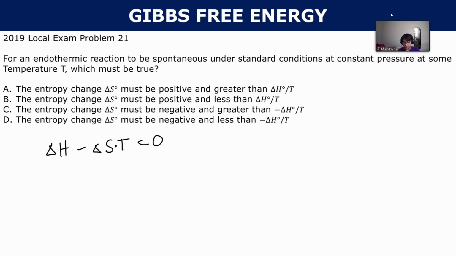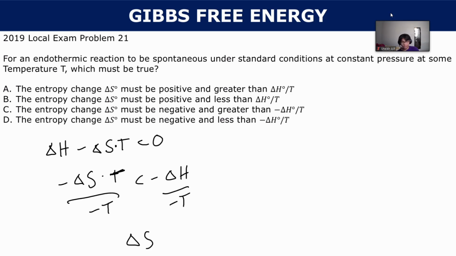Now, using this, we can do some algebraic manipulation. So we can first take the delta H to the right-hand side. So that would be minus delta H. And we can divide this whole thing by negative T. But if you remember from algebra class, once you divide an inequality by a negative number, you need to flip the sign. So really, it's going to be delta S greater than delta H over T.